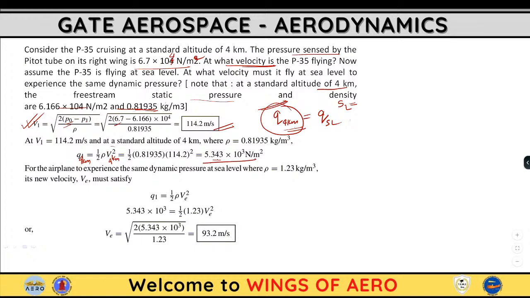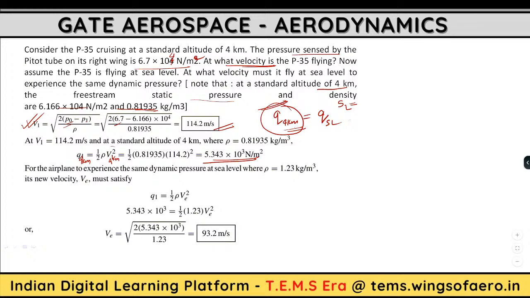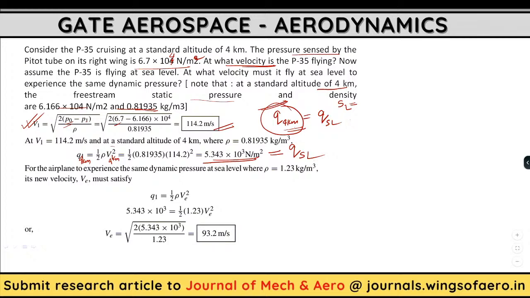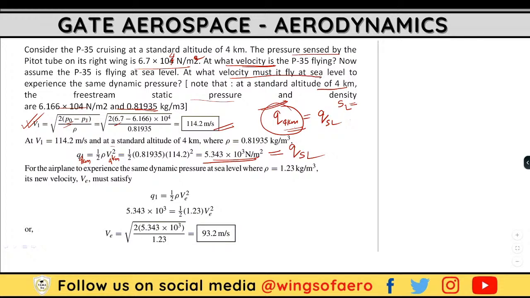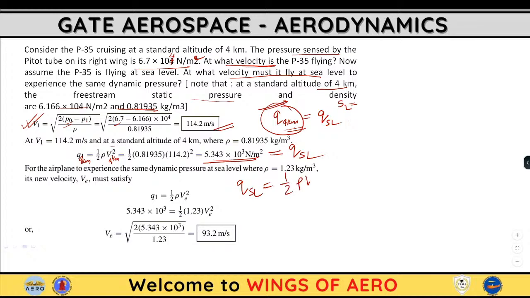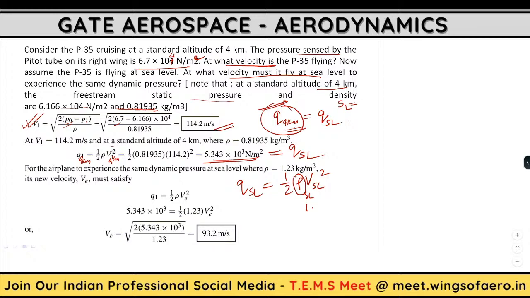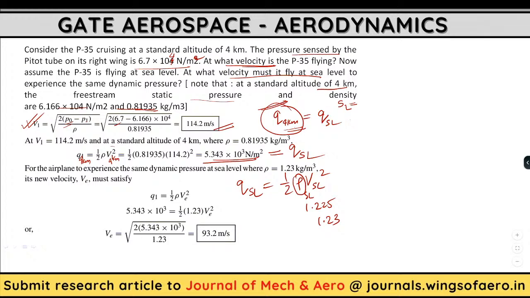Now you got this. As the question said that it will be same as the sea level. That means this is equivalent to the dynamic pressure for the sea level. Now from this condition what we have to find is the velocity of the flight. Again recall that it equals half rho at the sea level. This is a general formula. You know the density at the sea level, that is 1.225, or you can use 1.23 value. Substitute that and you get the answer.